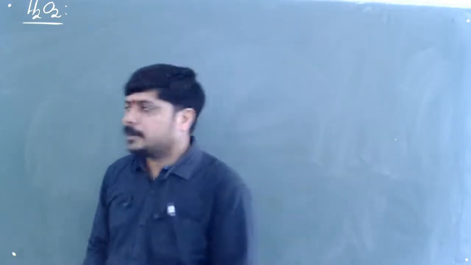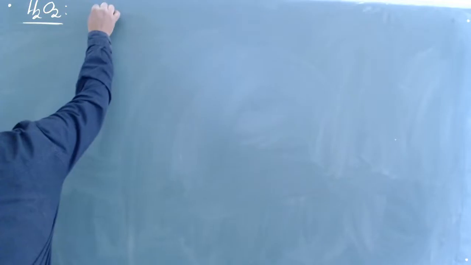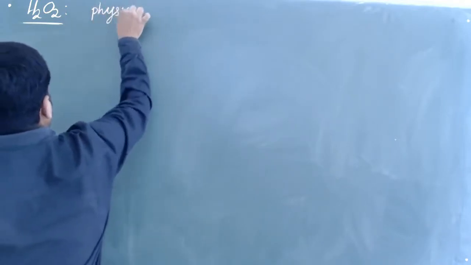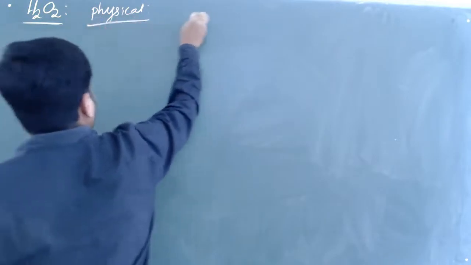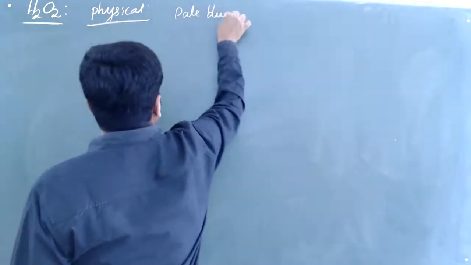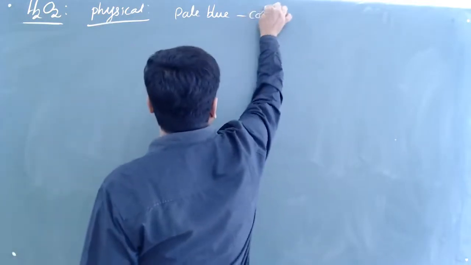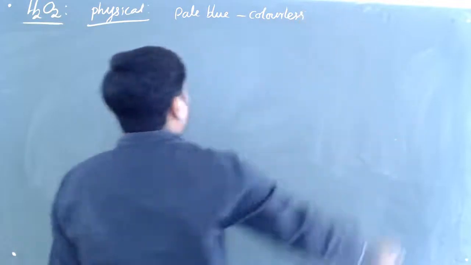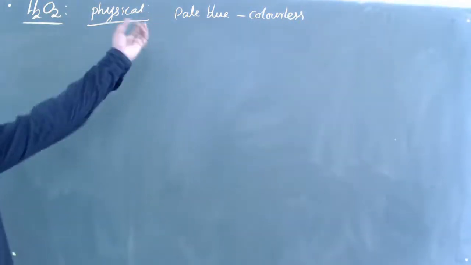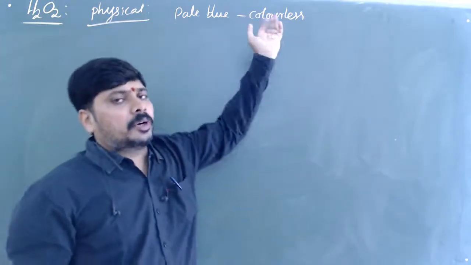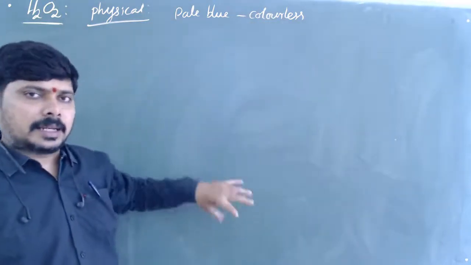But actually the pure H2O2 is going to be pale blue in color. We almost say colorless only, but if you observe clearly, the pure hydrogen peroxide liquid exists in pale blue color. So you can assume it as colorless.